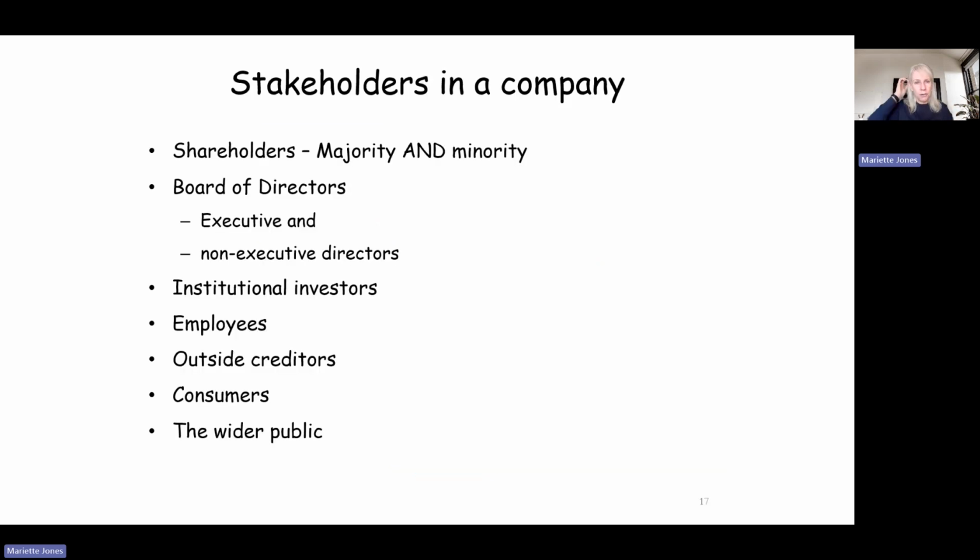So who are the stakeholders in a company? We know that shareholders are stakeholders, but who else? Well, there's the directors, employees, creditors, institutional investors, which would be the large investors such as pension funds, the public, and the good governance intends to balance all of these interests.